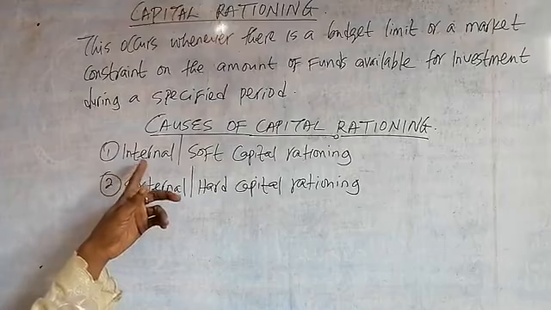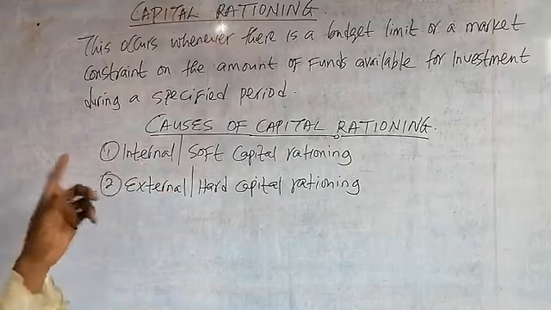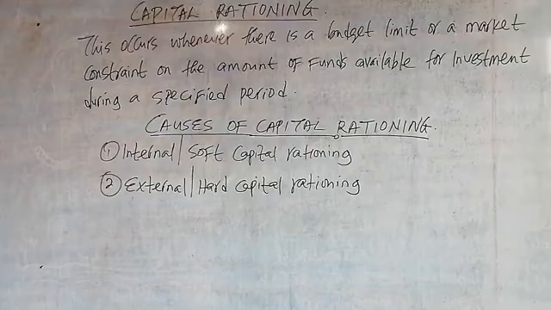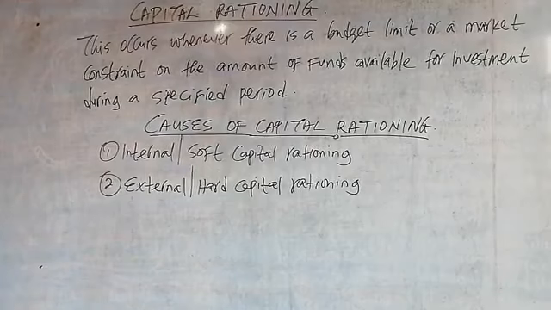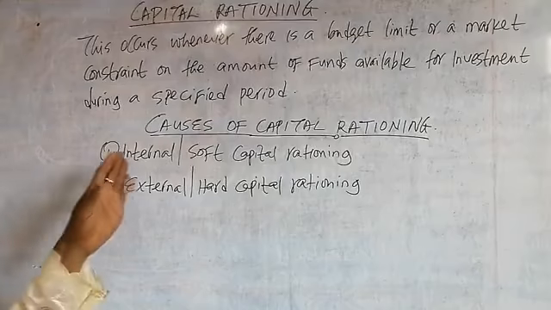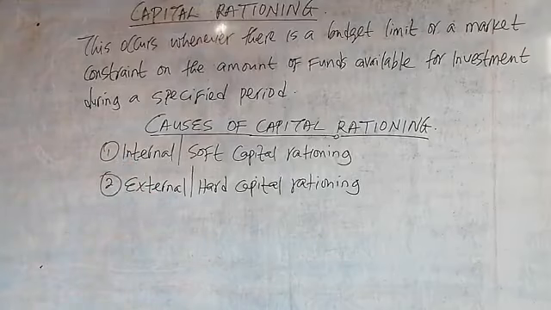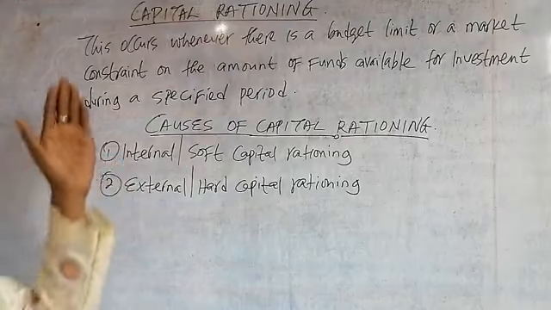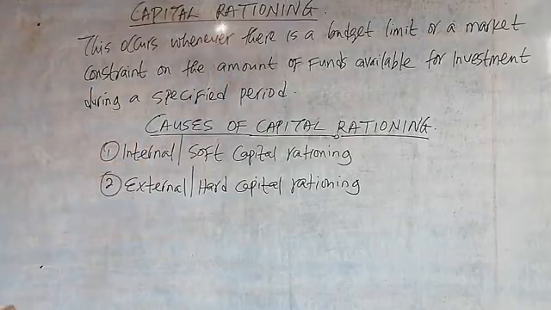So the fear of diluting control is another cause under soft capital rationing. The fear of incurring a fixed-cost capital, such as debentures, is also a factor under soft or internal capital rationing. Also, the management of the company may not have the competent hands to handle a particular project. So therefore, there will be restrictions, and we won't be able to invest in those projects.